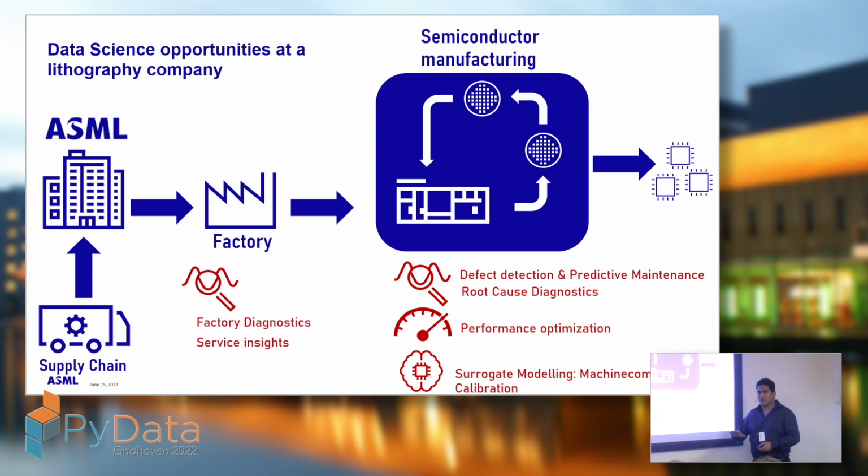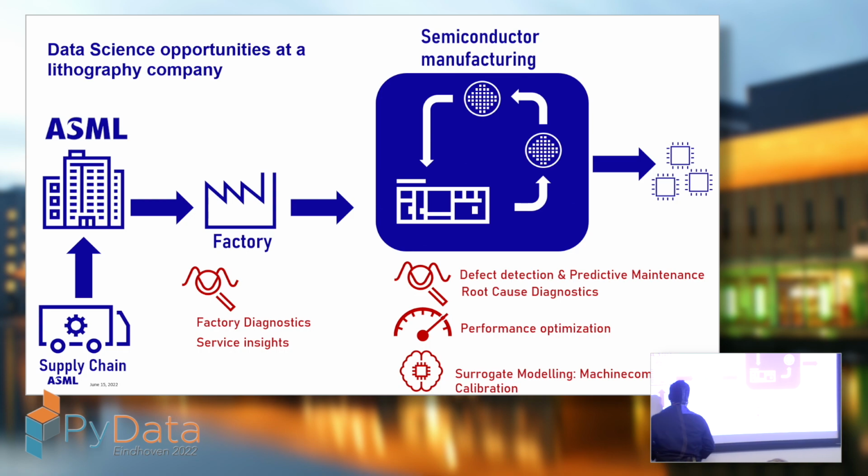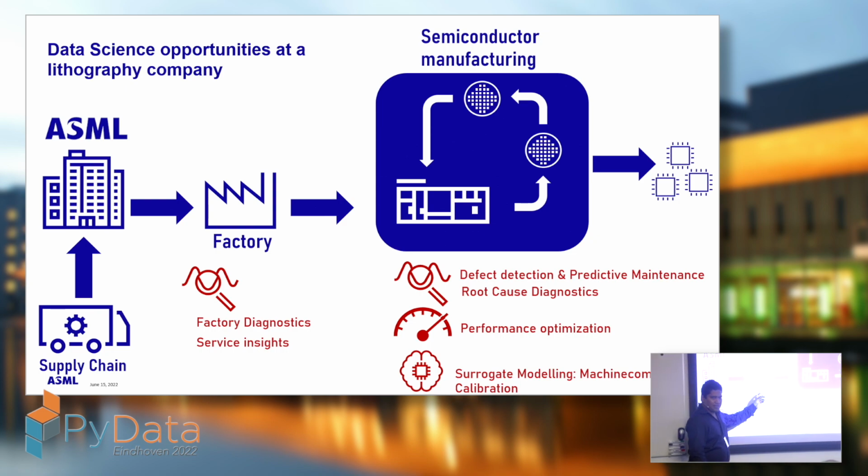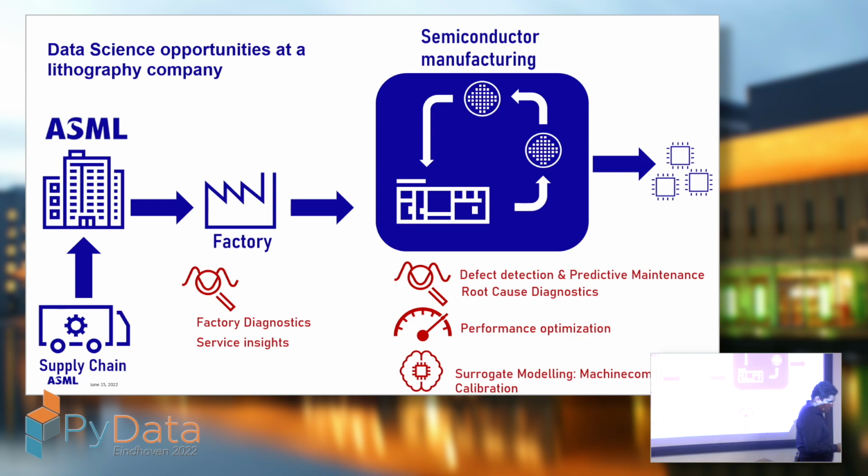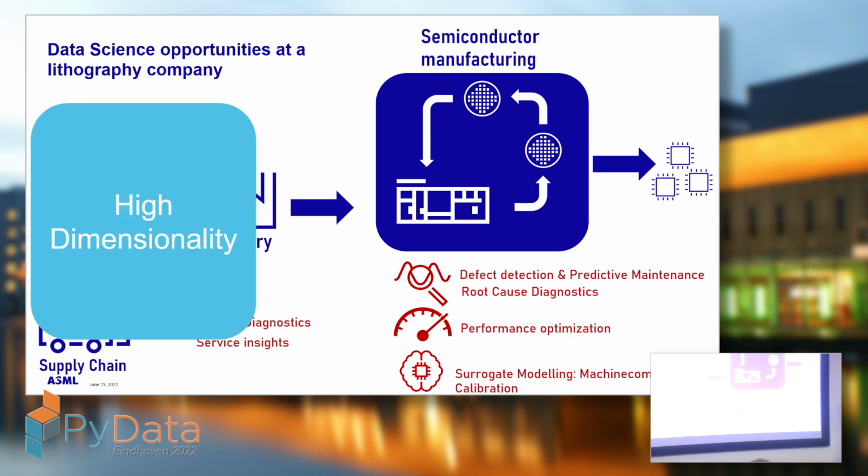Now, a bit more about the landscape of data science at ASML. I only told you about what we do with respect to the machines. It starts already with the supply chain. You can also think about supply chain analytics, and in the factory, when we are assembling our products and integrating and testing, there are also opportunities like factory diagnostics. And during the fab, during the semiconductor manufacturing, this is where predictive maintenance falls. There is also defect detection and root cause analysis, performance optimization, and also surrogate modeling, where we also use machine learning algorithms. In all these things, one of the main data science challenges is high dimensionality.